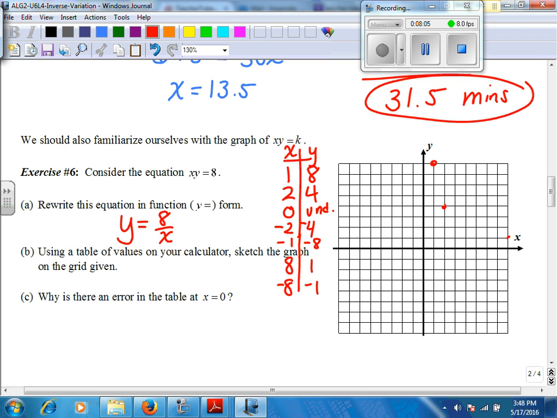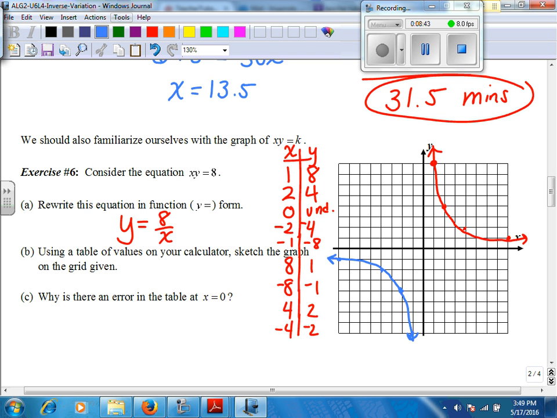So 8, 1 would be here. And I guess we could have used the 4s too. Positive 4 would give us positive 2. And negative 4 would give us negative 2. So 1, 2, 3, 4, 2. So here's one part of my curve. We'll talk about the undefined part of this. I'll plot the other part, and I kind of did these in a weird order, but negative 1, negative 8, negative 2, negative 4, negative 4, negative 2, and negative 8, negative 1. There's the other part of our curve.